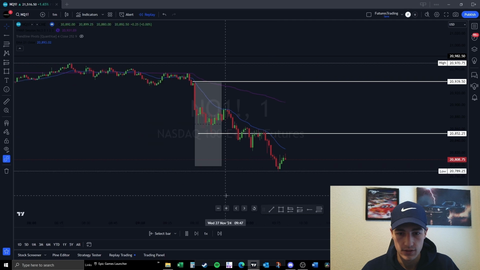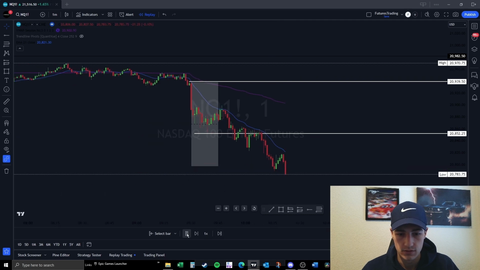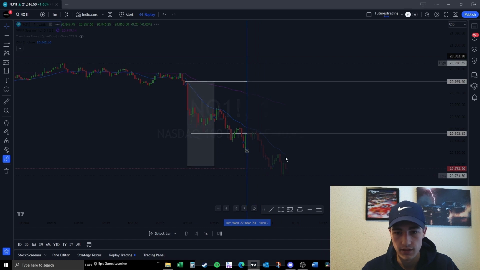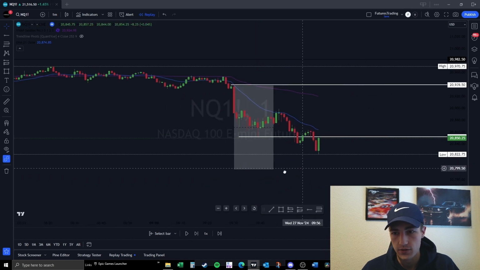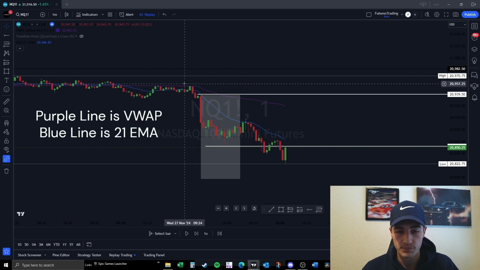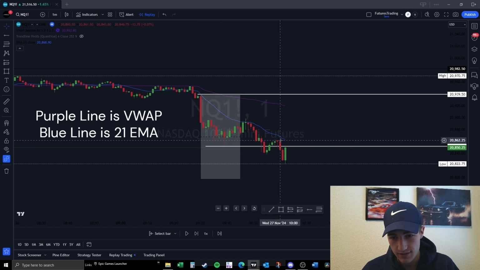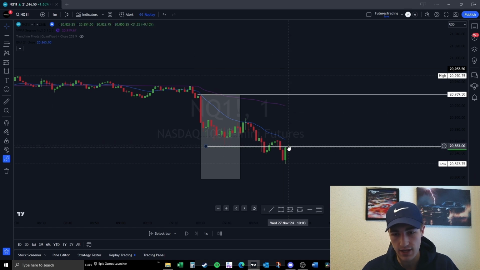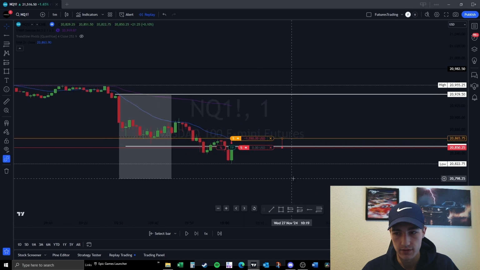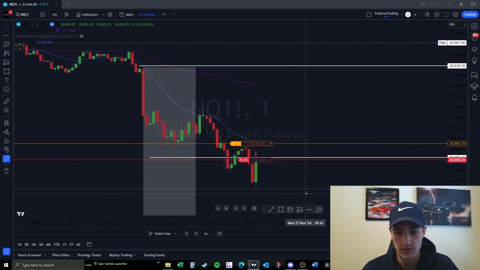I'm going to slow this down. Select bar. Let's go back to here. So one thing I'm noticing with the trade is, up here, we kind of danced around the VWAP and then the 21 EMA. Since it came up and almost hit this, I'm probably taking the short with a stop above here. So let's do that. So it's not a bad trade, risking about 15 points.